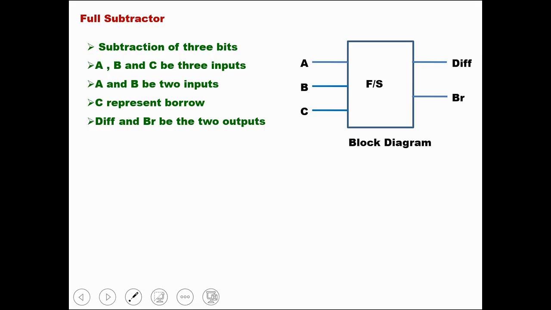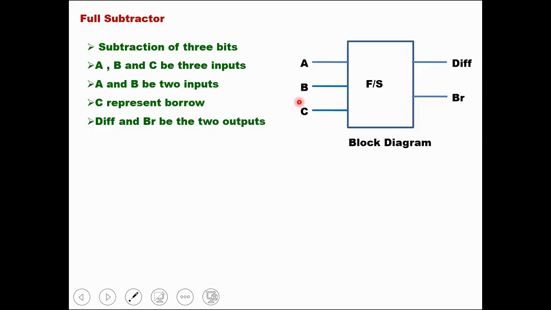Next we have to see the full subtractor. Full subtractor is used to perform subtraction of 3 bits. Again, in this case, there are 3 inputs, A, B and C, and there are 2 outputs, difference and borrow. If you see the block diagram, it is clearly seen there are 3 inputs and 2 outputs. But in this case, A and B are taken as 2 significant input variables, and C is taken as a borrow from the next higher significant position.